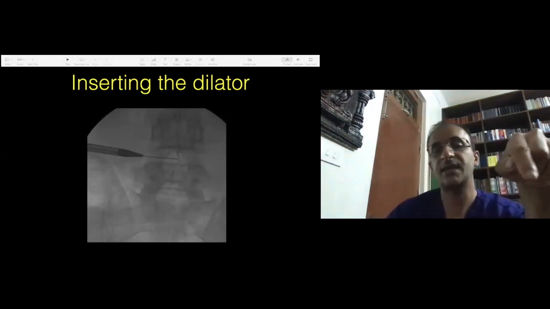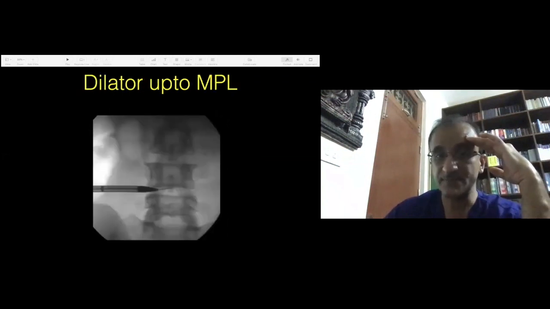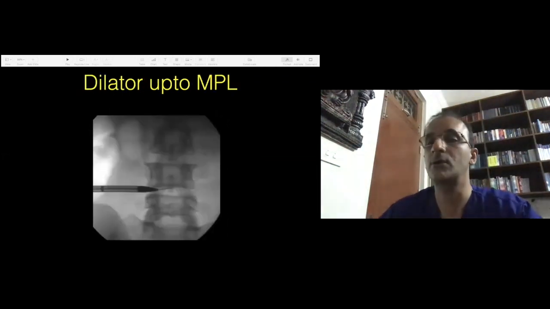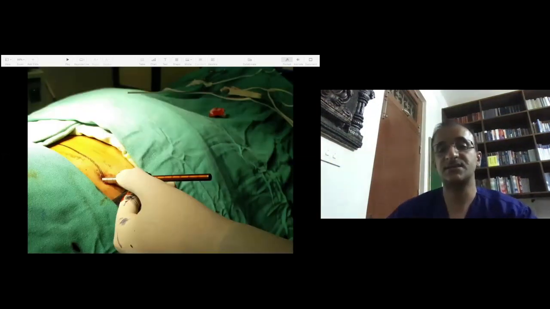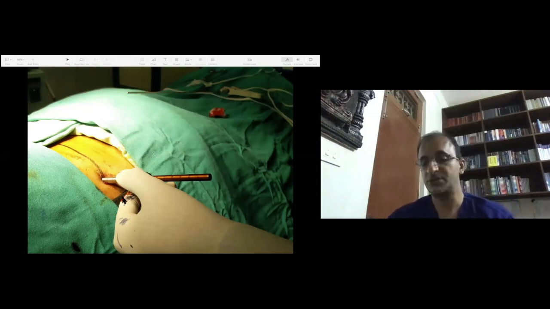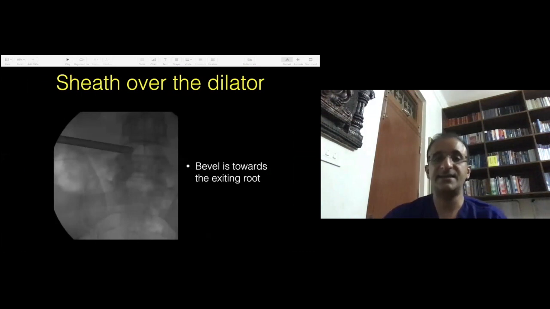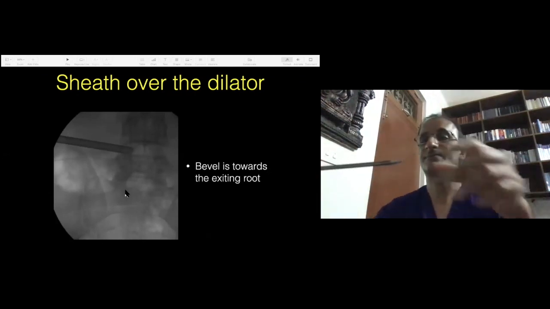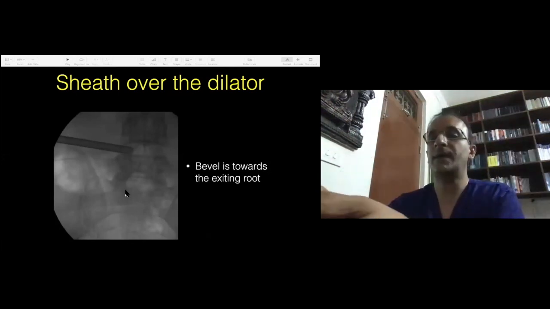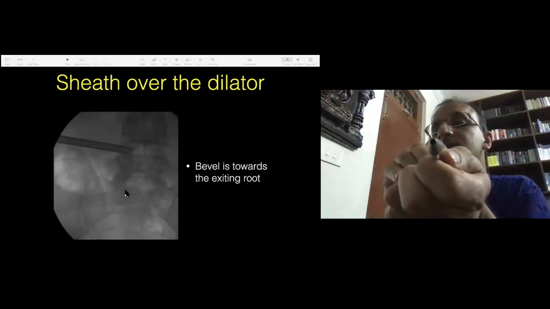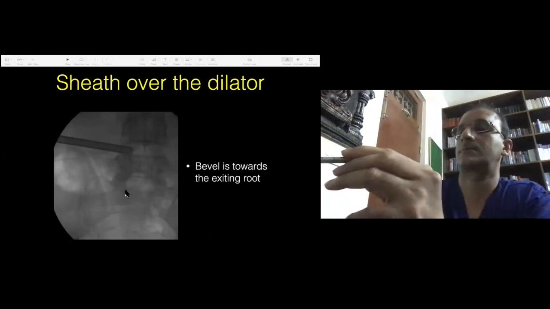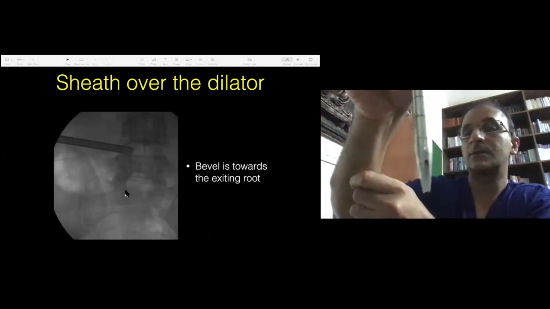Then over the K wire, I would push the dilator till again the medial pedicular line. Once I've done this, this is the dilator, as you can see here. I'm pushing in the dilator, and over the dilator, I push my sheath. Now I've brought this. So this is the dilator. If you can observe, can you see the tip of the sheath? Is it clear? Can you see it? Yes, sir.